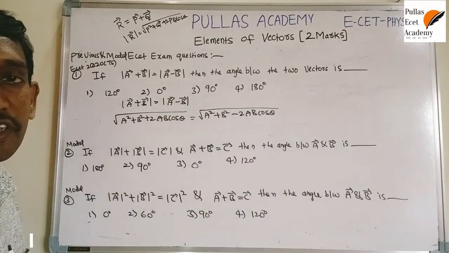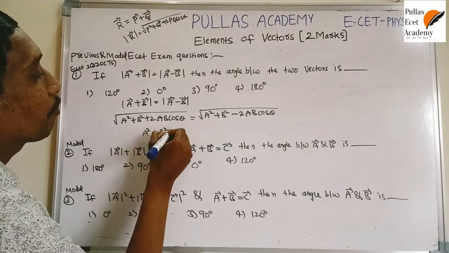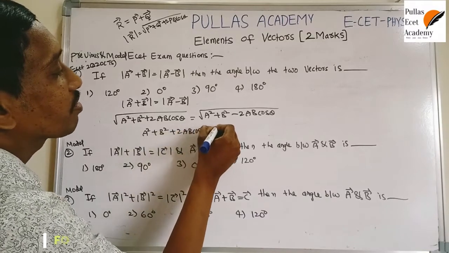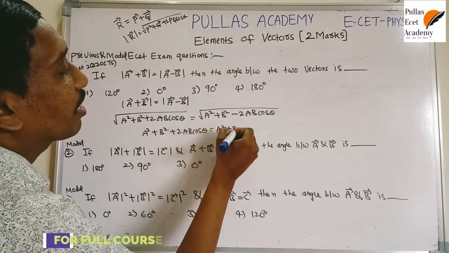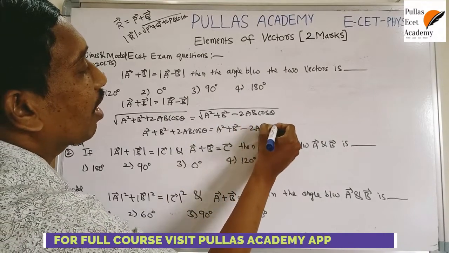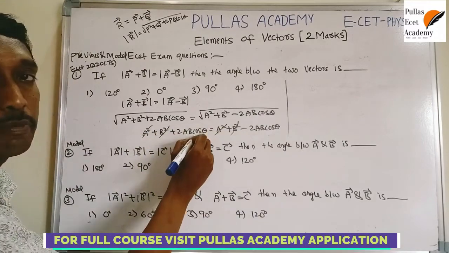If you want to simplify this equation, squaring on both sides, then you get A square plus B square plus 2AB cos theta. It is similar to A square plus B square. Next, here minus 2AB cos theta. This is the formula. Again simplify this. This A square, B square cancel. This is 2AB cos theta.